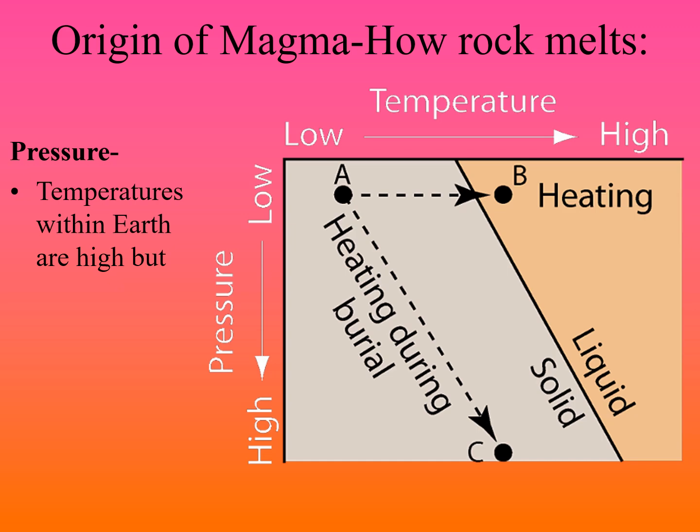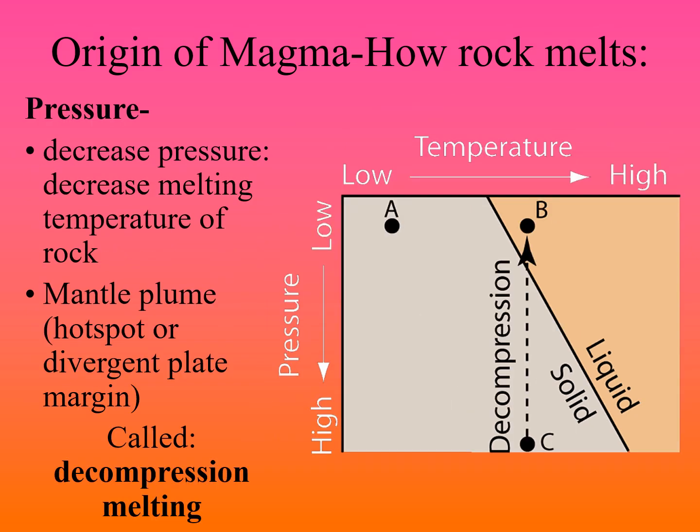So again, as I said, with pressure, we have to remember that temperatures within the Earth are really high, right? But as we increase pressure, that reduces the ability of a rock to melt. So you can get rocks at depth that are really high in temperature, but are still solid because of that pressure. So as you decrease pressure, you decrease the melting temperature of the rock. And so it will start to solidify. Here's an example of that.